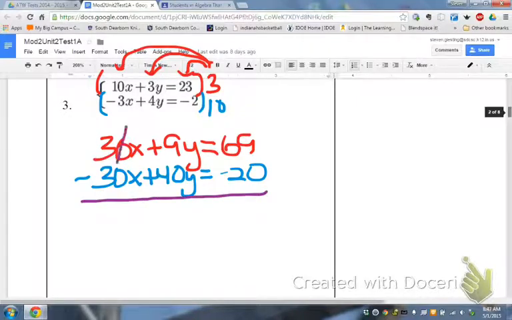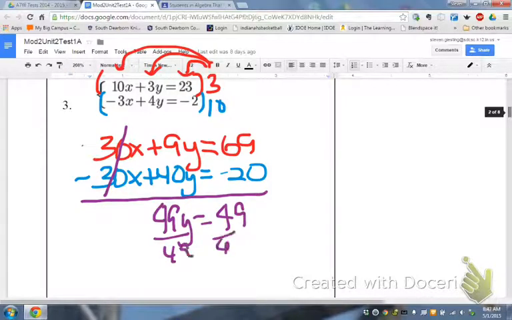So now as we add the two equations together, the x's eliminate because they're opposites, positive 30 and negative 30. 9 plus 40 makes 49y, and that equals 49. We'll then divide by 49, and we find out that y equals 1. And again, we're going to make a substitution now.